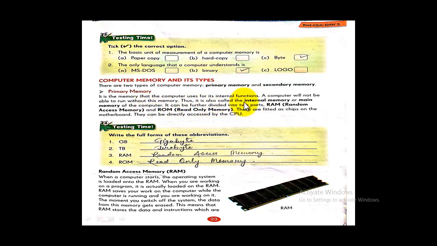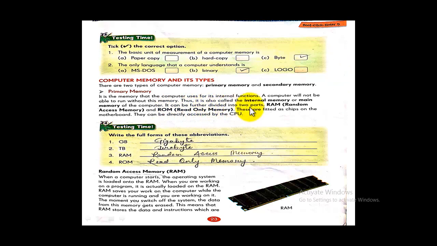Thus it is also called the internal memory or main memory of the computer. It can be further divided into two parts.